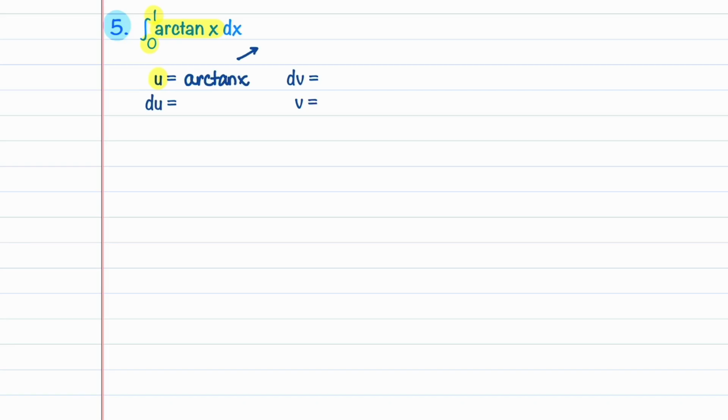You may recognize this function as inverse tan x. It's written both ways. And then dv is what's left over, and in this case, that is dx. On the left-hand side, we are going to differentiate. The derivative of arctan x, if you remember, is 1 divided by 1 plus x squared, and then we have our dx there. And then on the right-hand side, we're going to integrate dx, and that just gives us x.